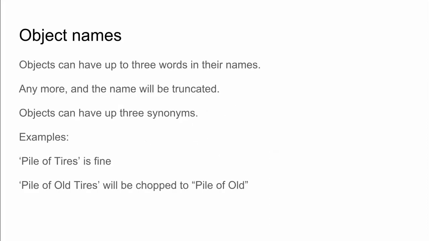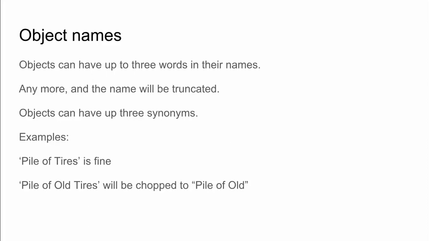Objects can't have more than 3 words in their names, right? And that's just to save space because we're trying to cram a game into an incredibly small amount of RAM. So if an object's name is longer than that, it's going to get chopped off. Pile of tires, that's a fine name for a room or an object. Pile of old tires, well, that's 4 words. That's too long. And when you run that on one of the old computers, it's going to get chopped into pile of tires, right? And that's just because the table that stores the word IDs has only 3 slots for every object. And if you put in more words, it just gets ignored.